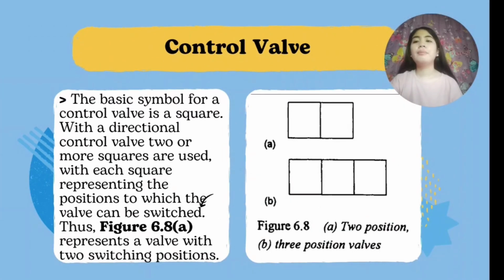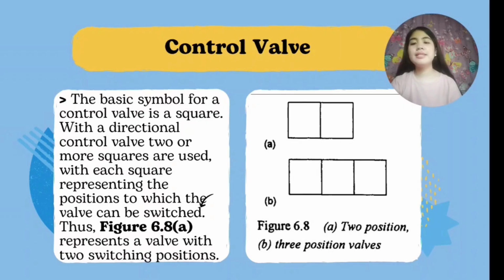Control valve. The basic symbol for a control valve is a square. With a directional control valve, two or more squares are used, with each square representing the positions to which the valve can be switched. Thus, figure 6.8a represents a valve with two switching positions.